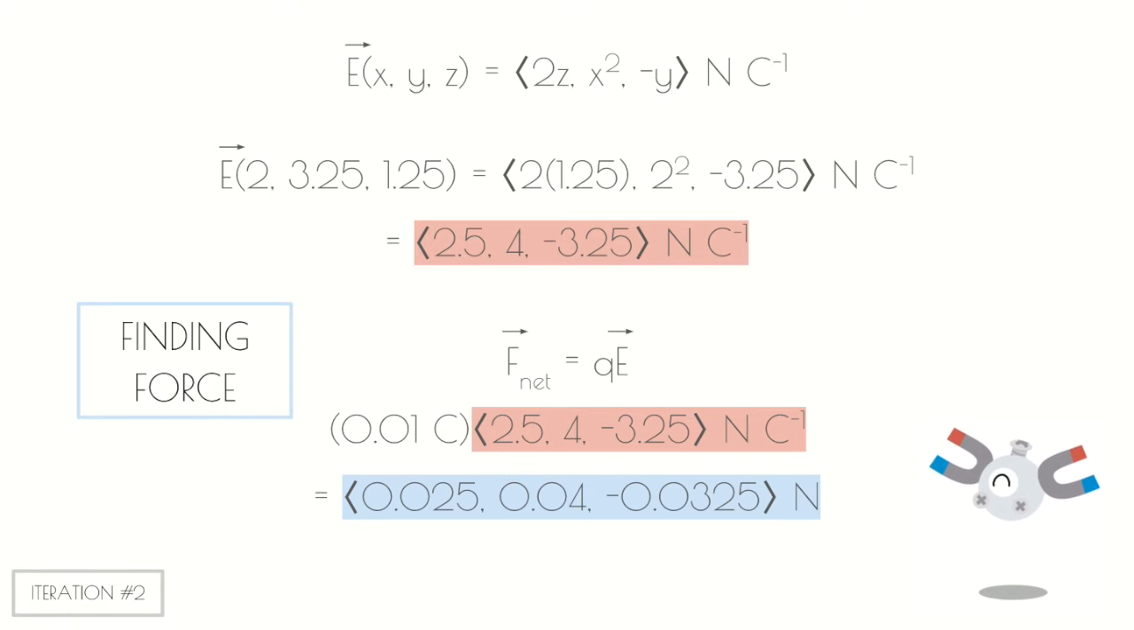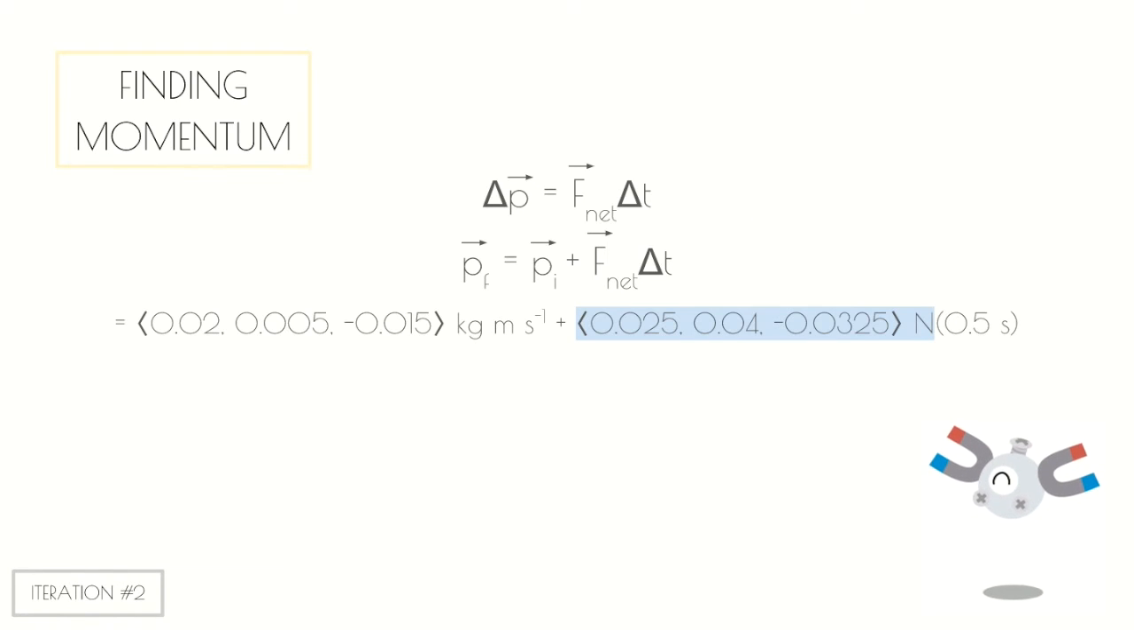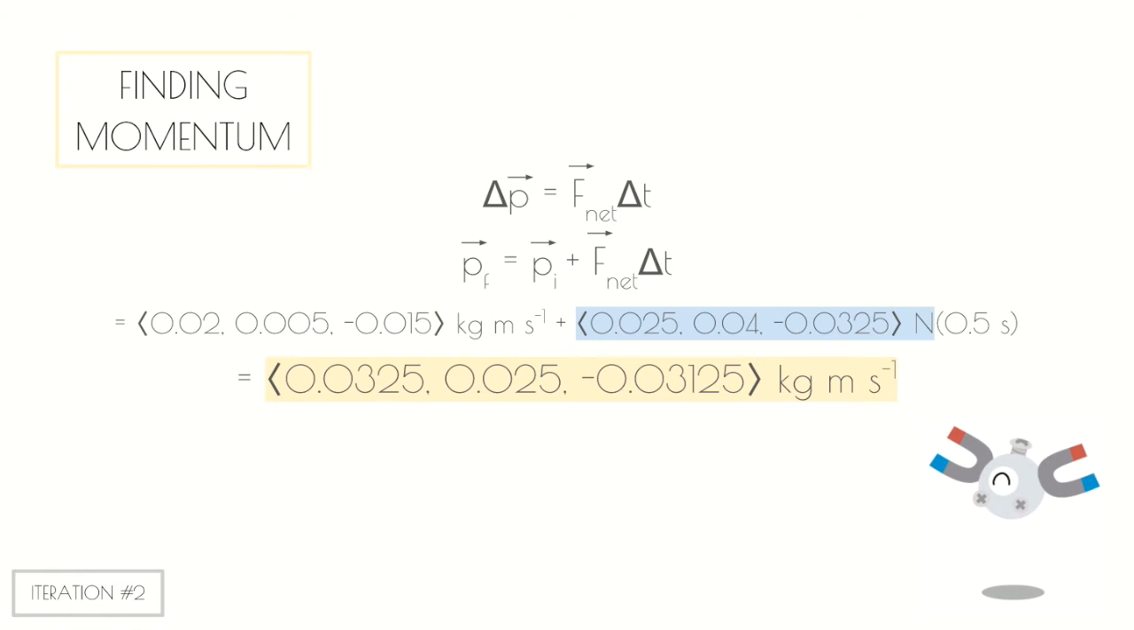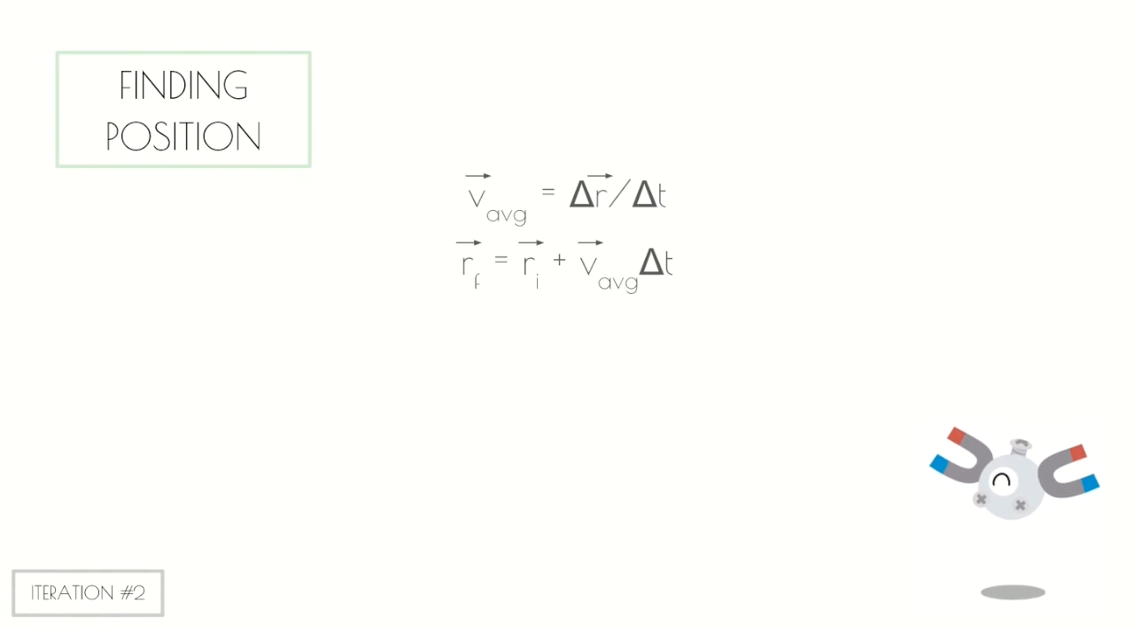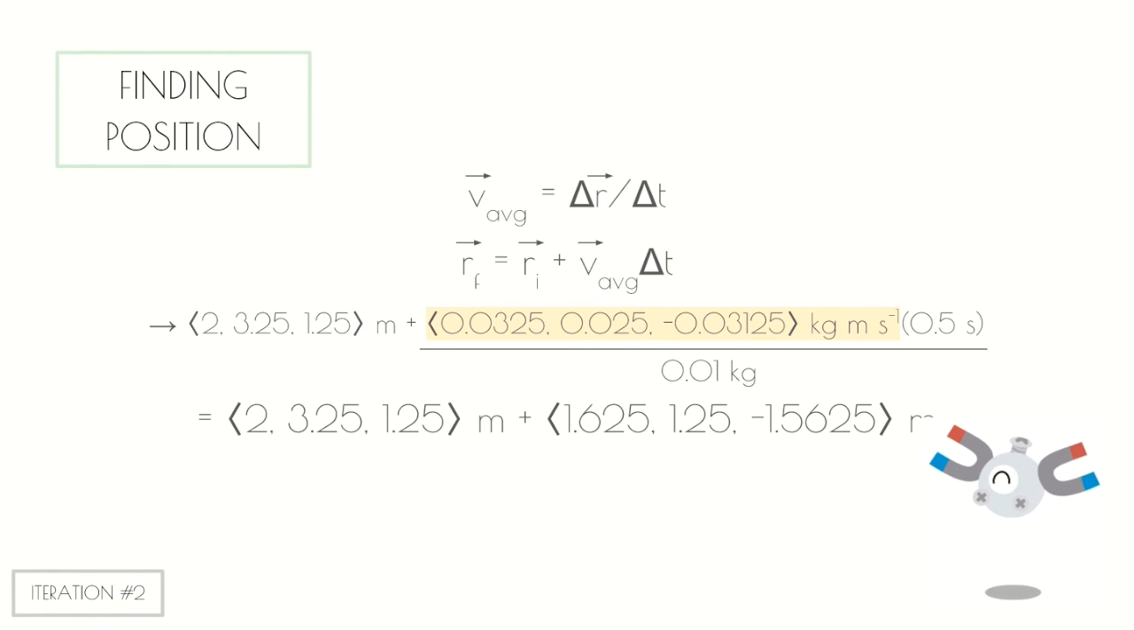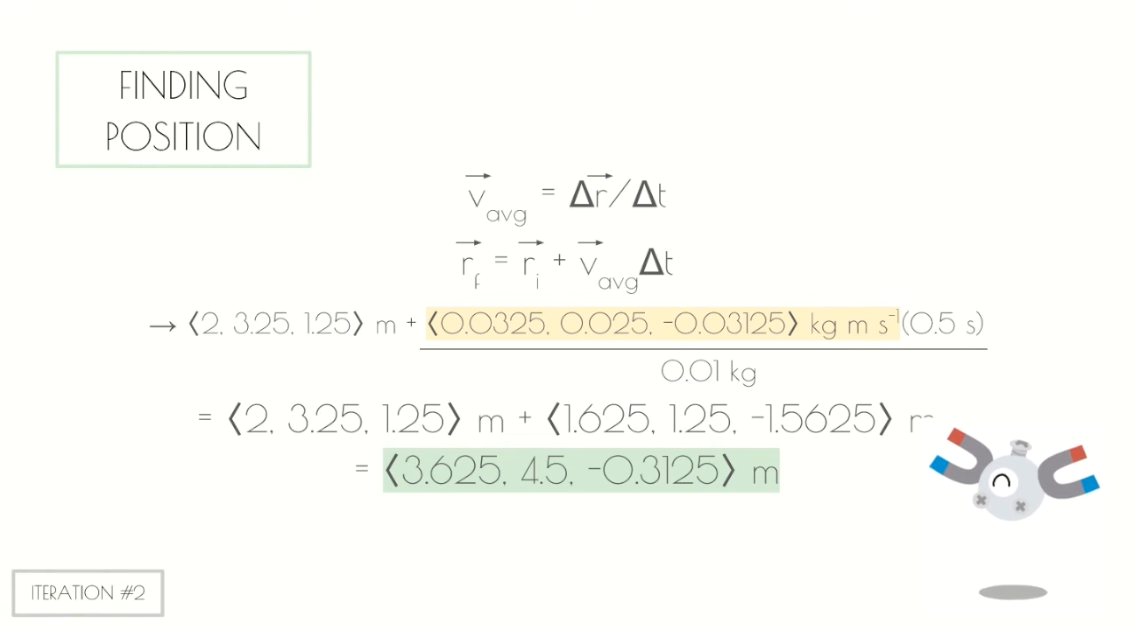0.04, -0.0325> newtons. Update momentum using the previous final momentum as our new initial and our new F_net this time with the same time step so we can reach 1 second and get a final momentum of <0.0325, 0.025, -0.03125> kilogram meters per second. Finally, update position with the new r_initial and p_future. Simplify the second half of the equation and get an r_final of <3.625, 4.5, -0.3125> meters.